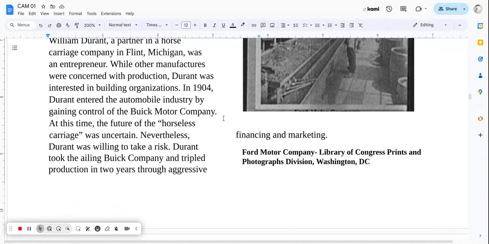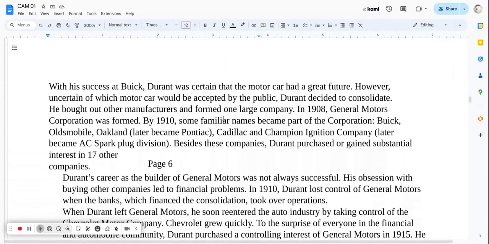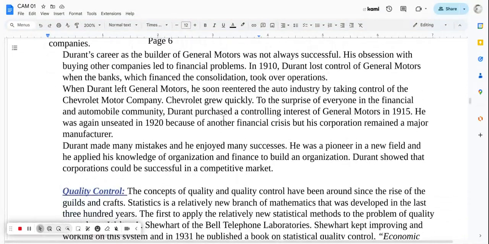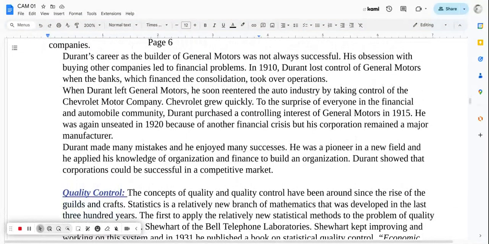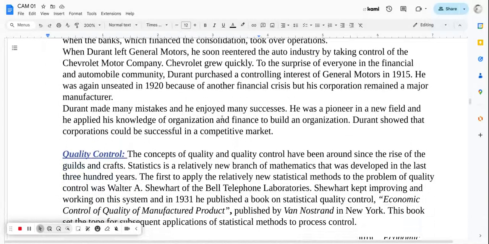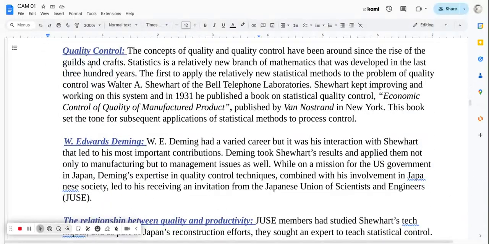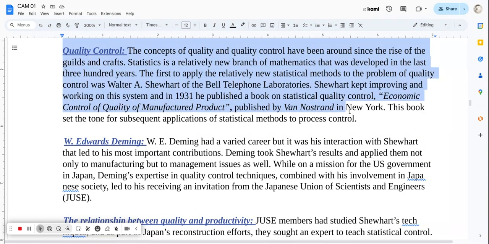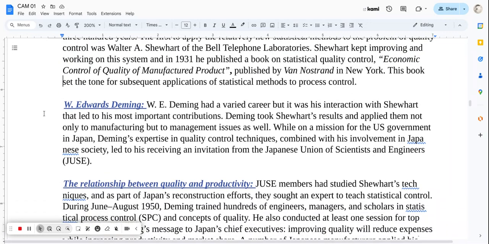I'm only trying to touch on the highlights here as we continue on. This is more about cars and vehicles. Quality control. Quality control is very important, and this is about a statistical approach to what you are making and the measurement of what you are making to know whether you made it correctly or not.